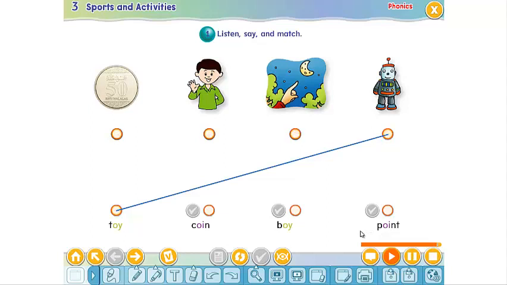Now read the words with a partner. Okay, toy. طبعا هذه الدمية. Coin, what was the meaning of coin? Okay, coin. هذه العملة المعدنية. Boy. Okay, this is a picture of a boy, and this is point, like point to. شير إلى point.